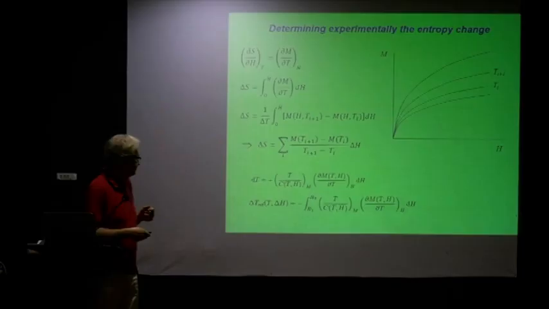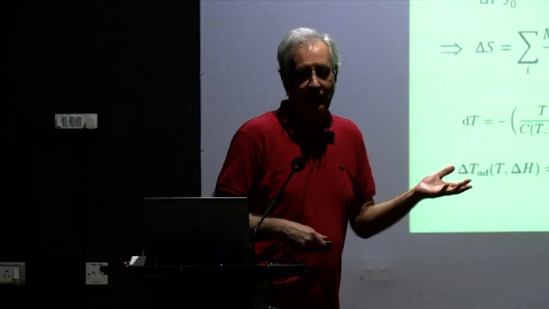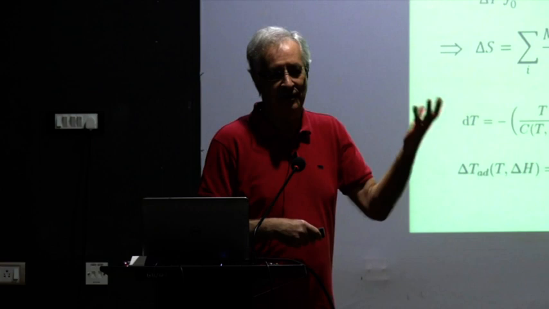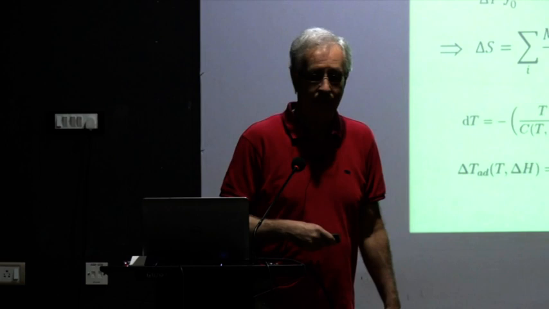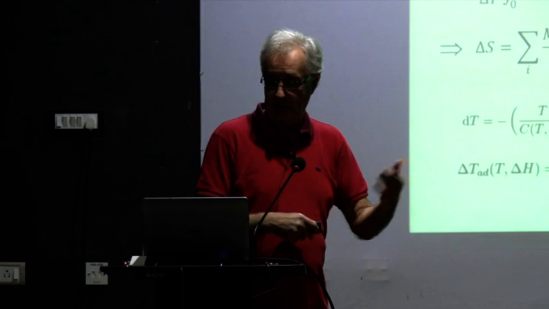You see here, you need C as a function of T and H. Sometimes you can say, okay, under H, my specific heat doesn't change that much. I'll just put a number over there, and you get an idea of what the temperature change may be, plus or minus 2 or 3 degrees or something like that. It is important to measure the temperature change, of course. But we have other methods to do that, and I'll come to that in a little while.